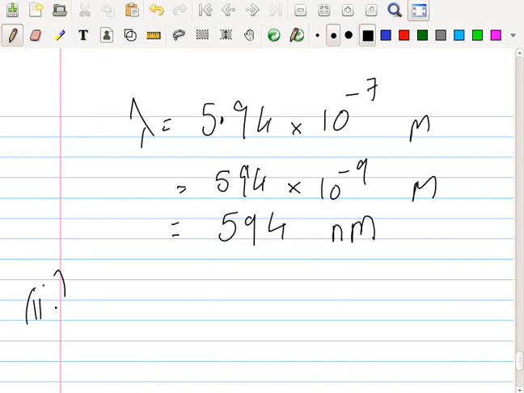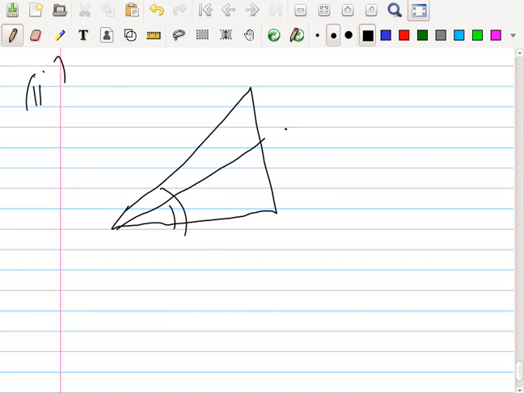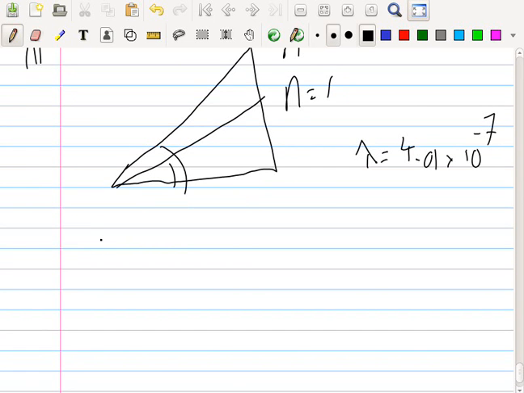Okay. Last part now. Our last part, again, is so easy. He wants the two, look here. He wants the two angles for n equals 1 and n equals 2 when you use violet light. And the wavelength for violet light, we calculated earlier, didn't we? Or he gives it to us. Yeah. Lambda equals 4.01 times 10 to the minus 7. Okay, what's the formula? It's n lambda equals d sine theta.